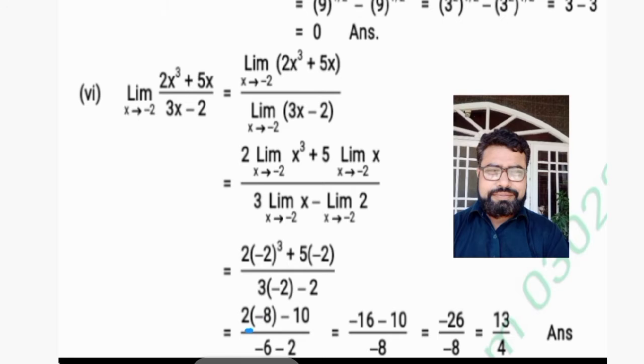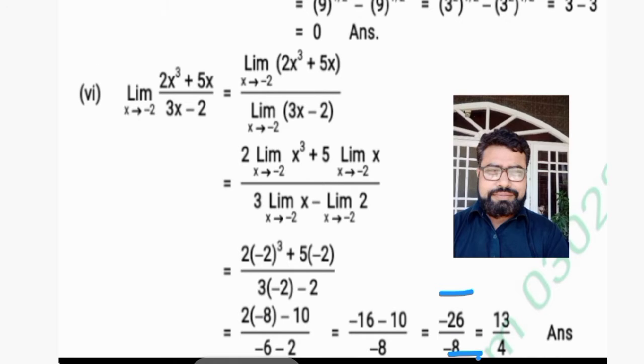2 will be written same, and minus 2 cube means minus 8, and plus 5 into minus 2, that is 10, there is plus into minus, so we will write minus, and 3 into 6, and there is sign of minus, minus 6, and minus 2 will be written same. 2 times 8 is 16, and minus 10 will be written same. Minus 6 and minus 2, that is minus 8. Minus 16 and minus 10, that is minus 26, and minus 8 will be written same.